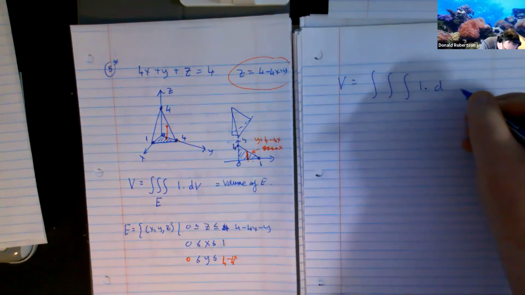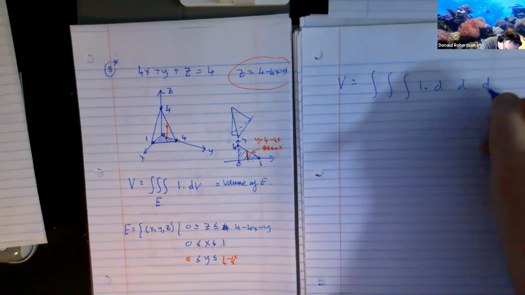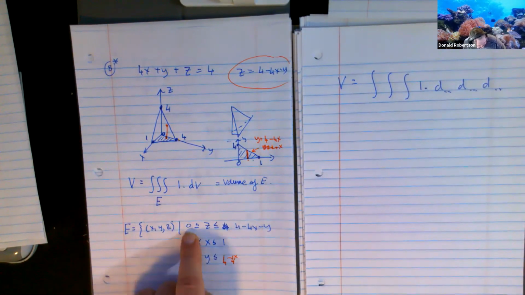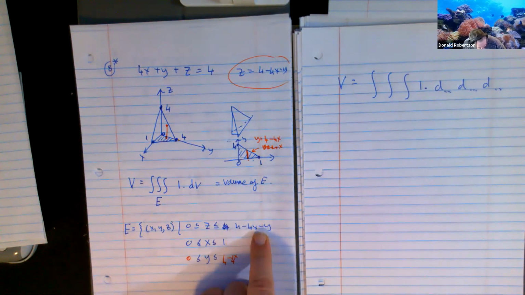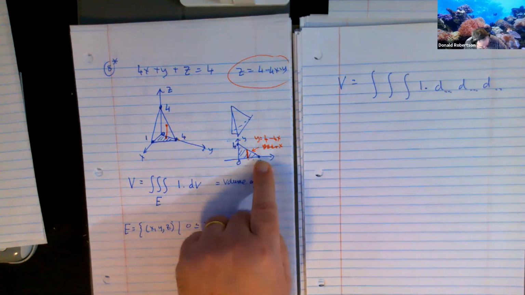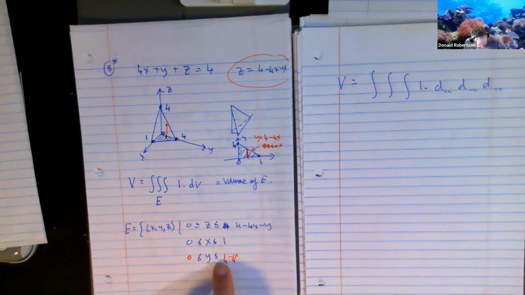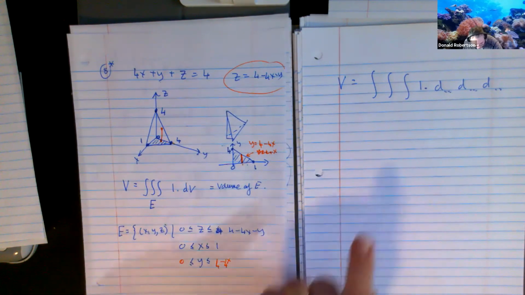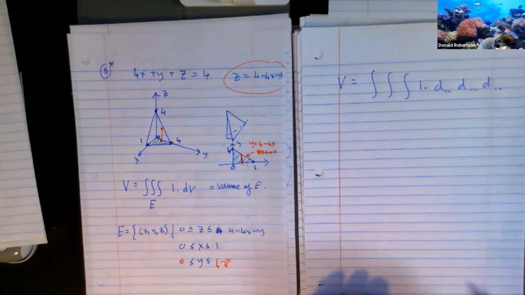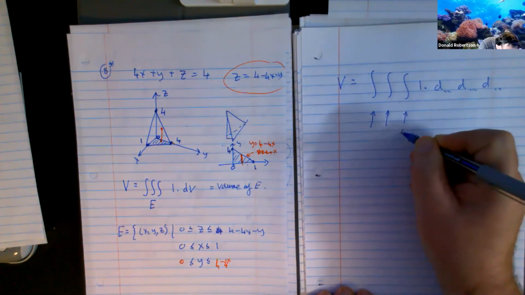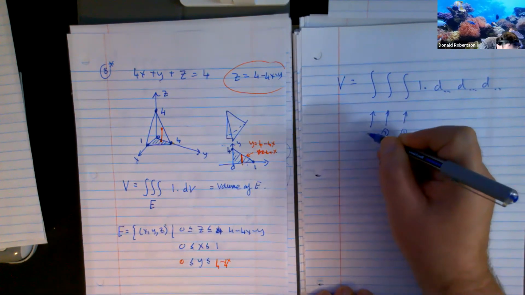It's going to be dx, dy, dz in some order. I know the z's go from 0 to the top of the shape. The x's go from 0 to 1, check. And the y's go from 0 to the equation of the line, which is now 4 minus 4x. We need to know who goes in which position: who goes in position 1, who goes in position 2, and who do we finish with?